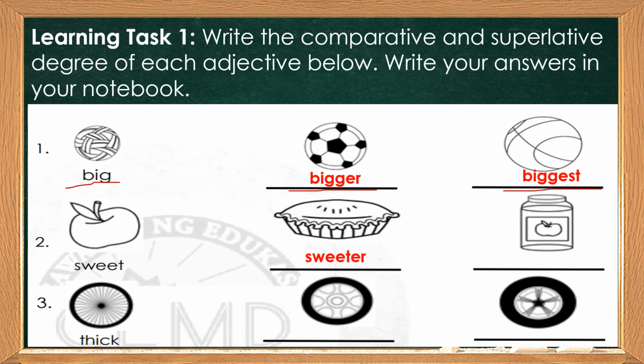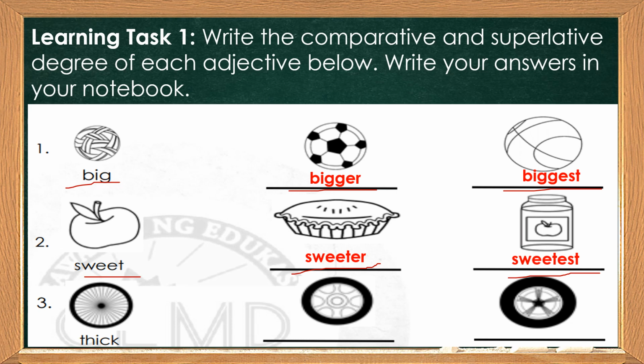Now let's move on to number 2. Sweet. What is the comparative degree of sweet? Correct, sweeter. And the superlative? Awesome, it's sweetest. Sweet, sweeter, sweetest.